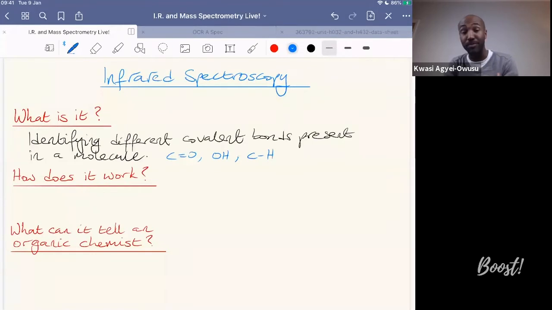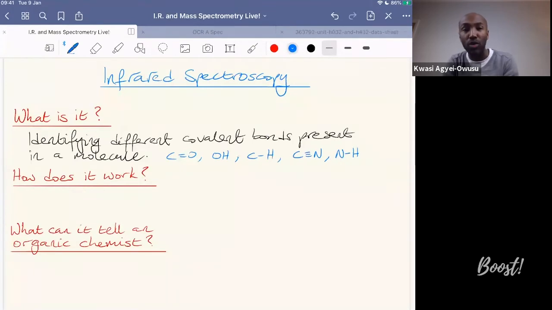Okay, so those are the three typical bonds that you would see in an organic molecule that we can identify using infrared spectroscopy. There are other bonds that can be readily identified using infrared spectroscopy, so nitrile groups as well, so C triple bond N, and of course N-H bonds as well. All of these bonds will show up in infrared spectroscopy.